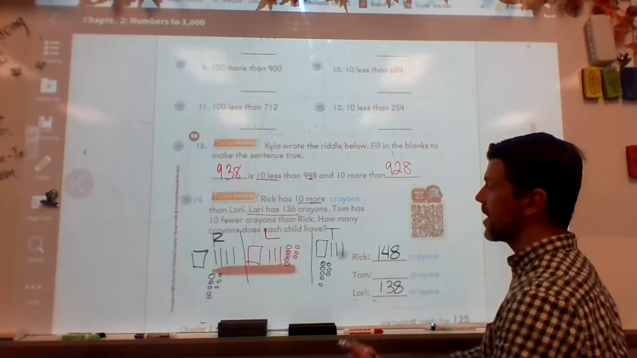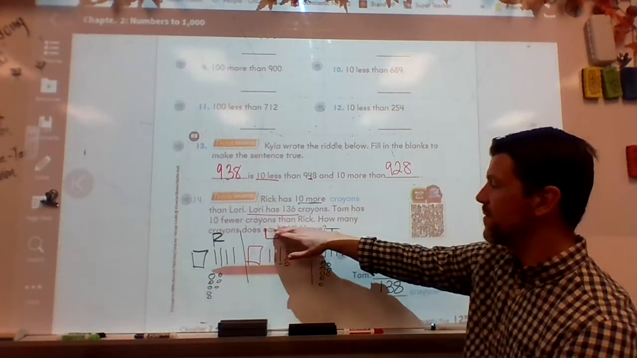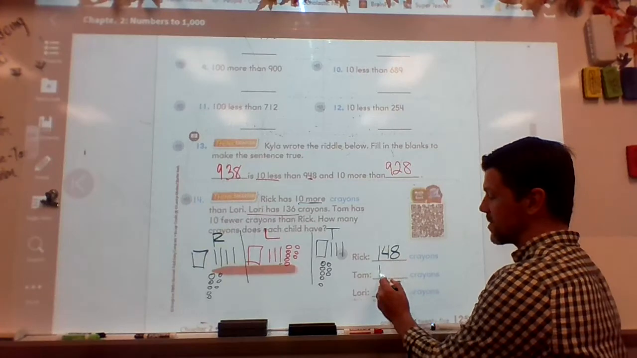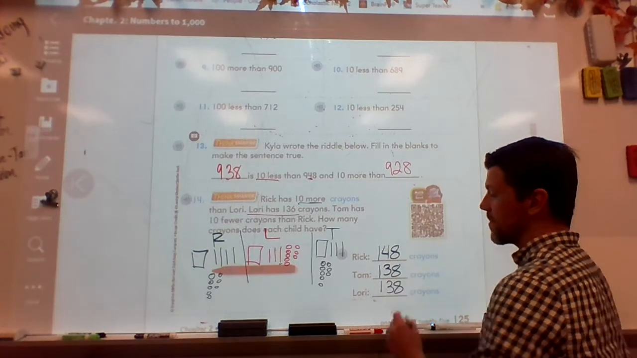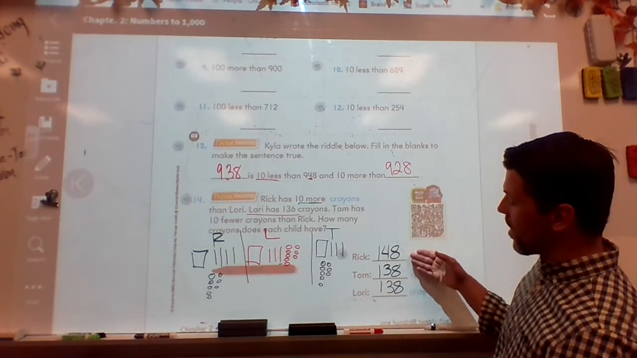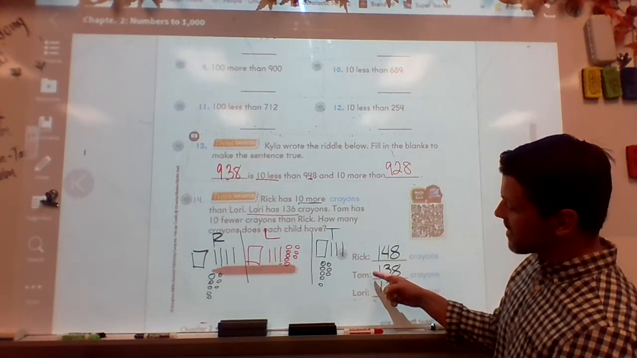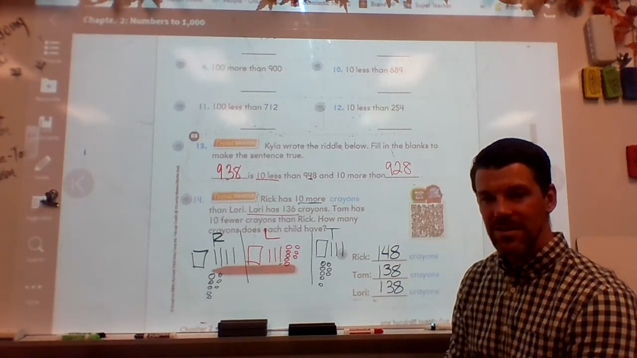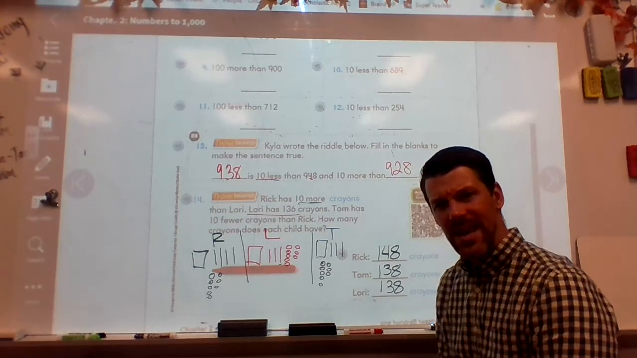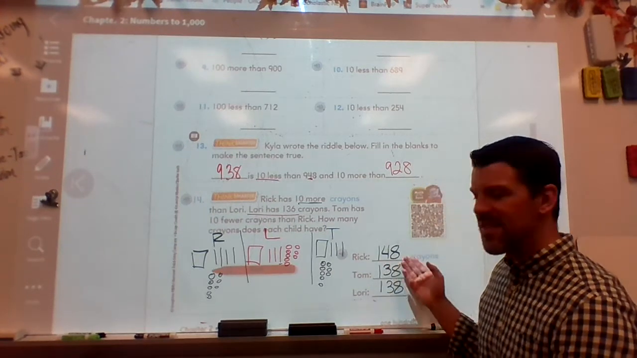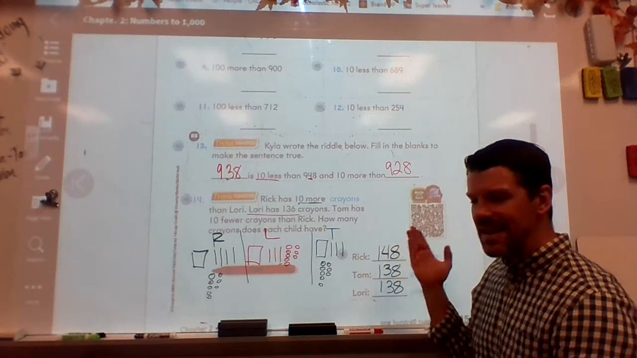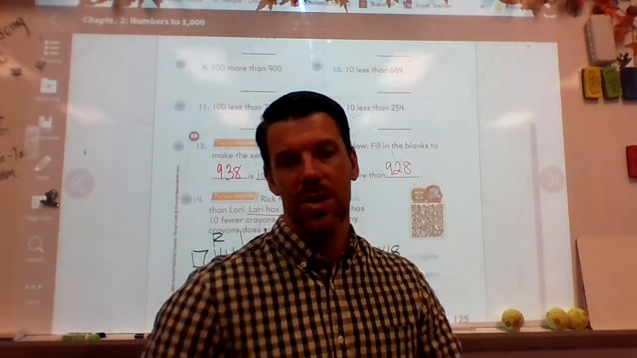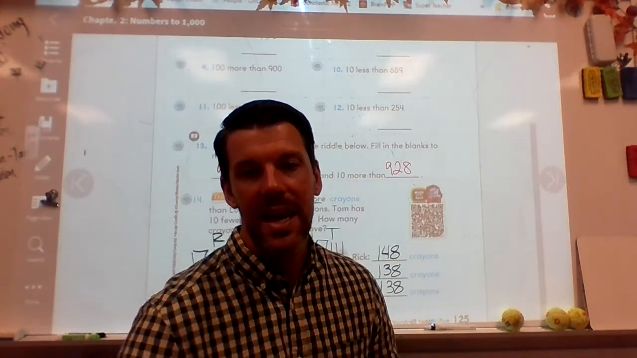148. And Tom has 10 fewer crowns than Rick. So 10 fewer than this is 138. So we compare all of these, and it looks like Tom and Lori both had the same amount of crowns. That was a very complicated question to just find that those two had the same amount and he had 10 more. Holy moly.